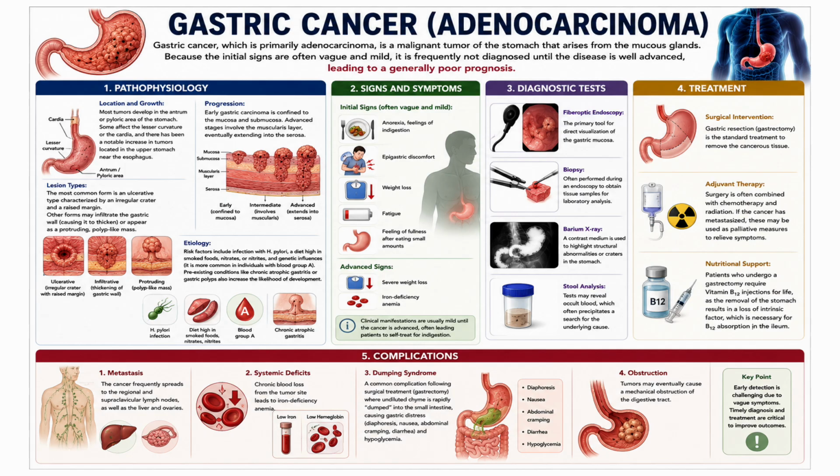Now, pathophysiologically, most tumors occur in the antrum or the pyloric area, often appearing as ulcerative lesions with irregular crater-like shapes and raised margins. And they can also infiltrate the gastric wall or appear as polyp-like masses. The disease progresses from mucosa to the muscularis and then eventually spreads to the serosal layer, then regional lymph nodes and liver and even the ovaries, and it just keeps spreading.